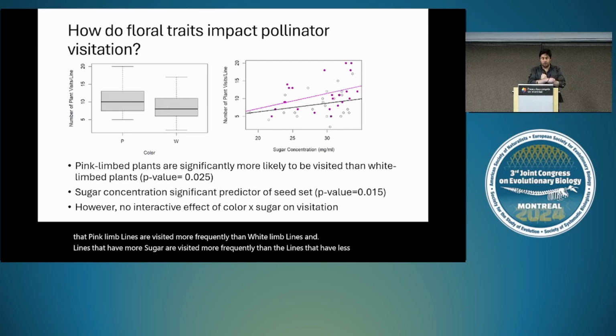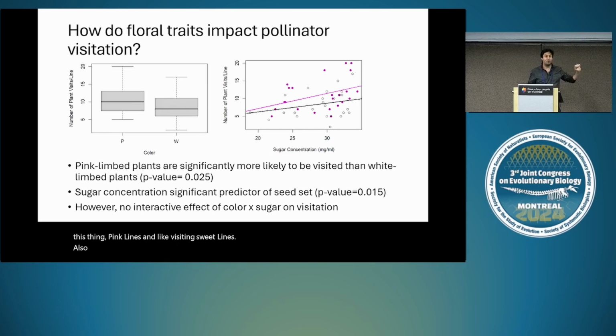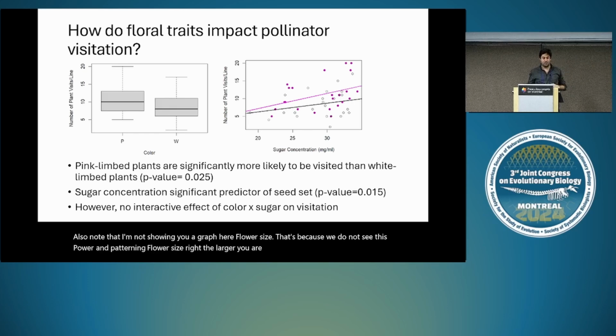So note here that this isn't a joint effect. We don't see the same pattern as before, where the sugar effect is only happening in pink limb lines. It's just that pollinators like visiting pink lines and like visiting sweet lines. Also note that I'm not showing you a graph here of flower size. That's because we do not see this pattern in flower size. The larger you are, it does not impact the number of visits that a line gets.